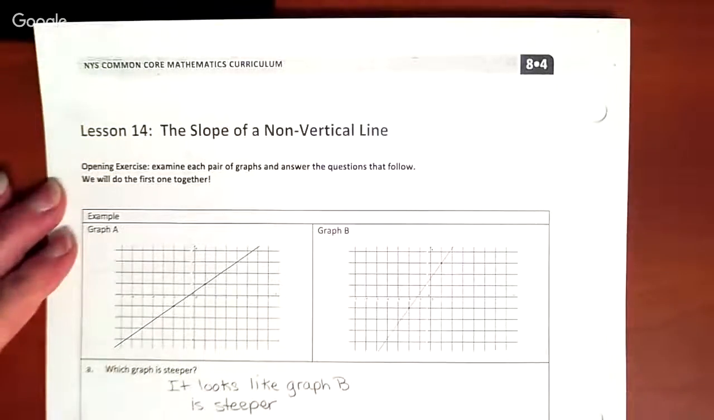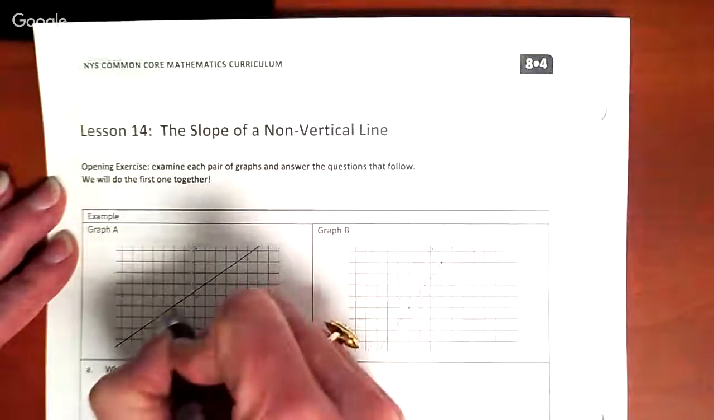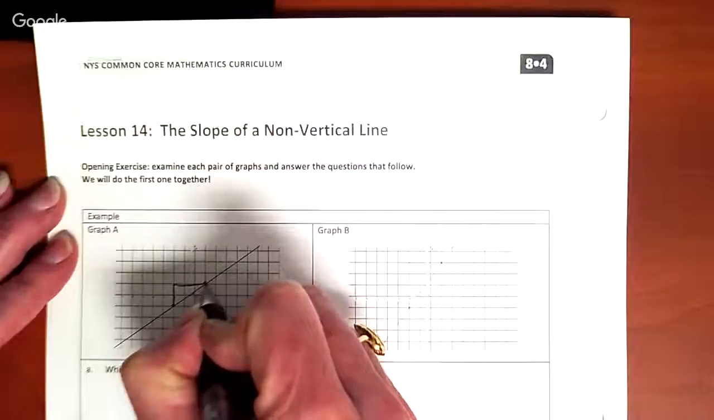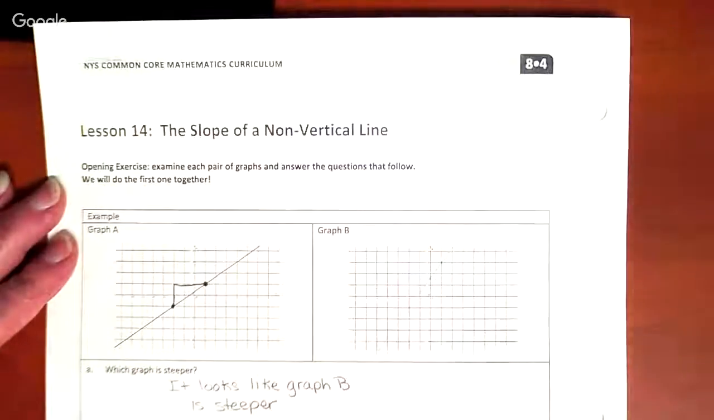It says write directions that explain how to move from one point on the graph to the other for each of graph A and graph B. Well, graph A, move 2 units up and 3 units right. So we would move 2 units up and 3 units to the right, and we would still be on the line from one point to another.